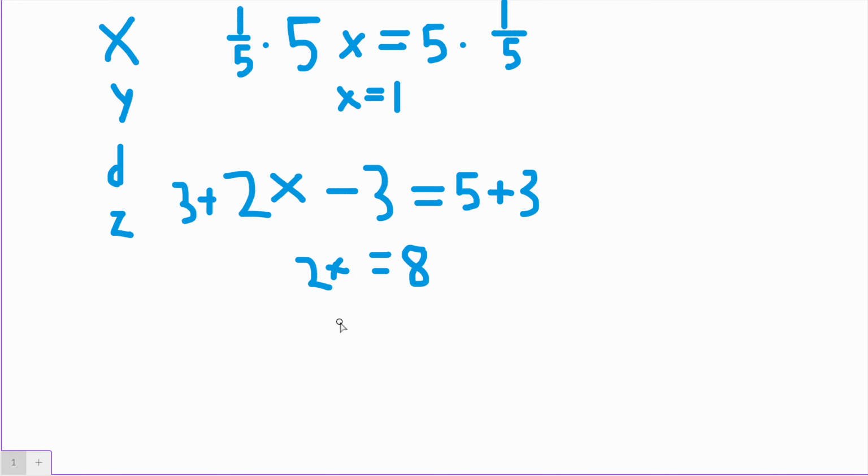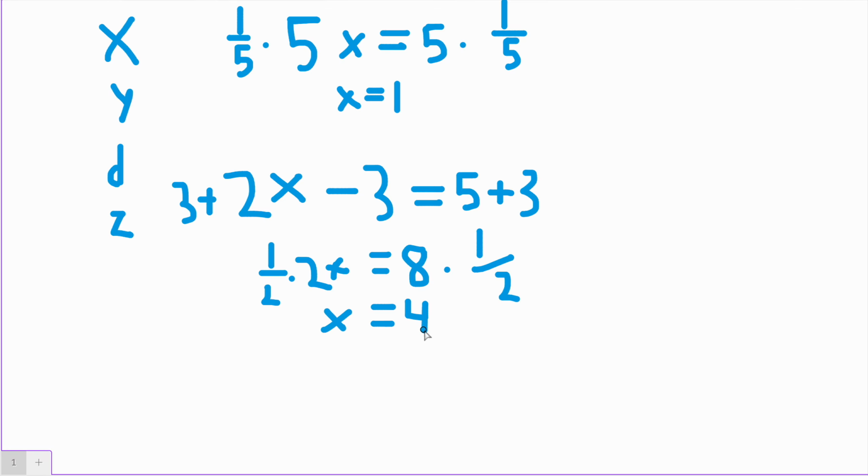Now we want x all alone so we can know for certain what it is. So we would divide by 2, and we would get x equals 4.